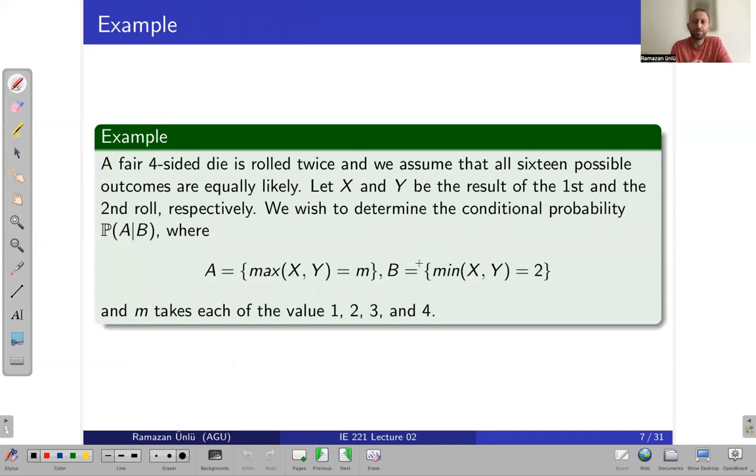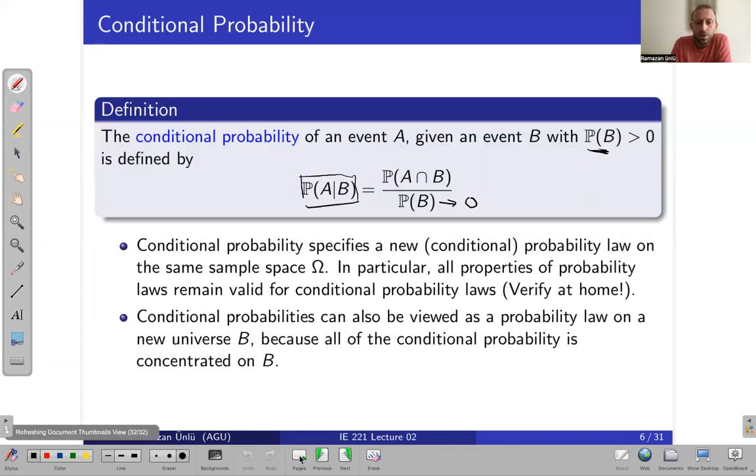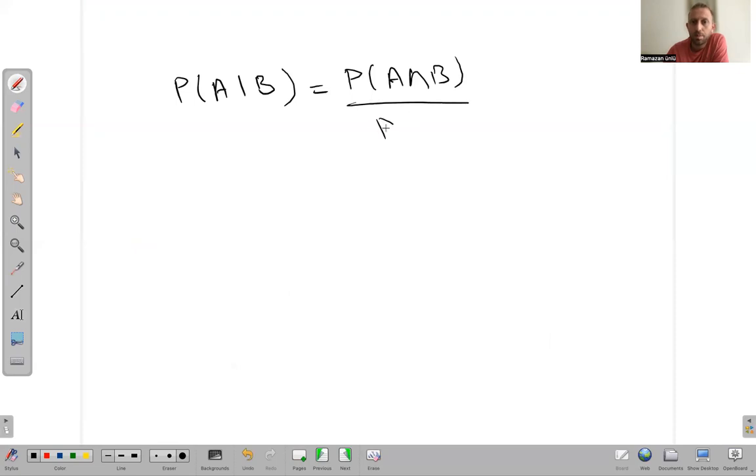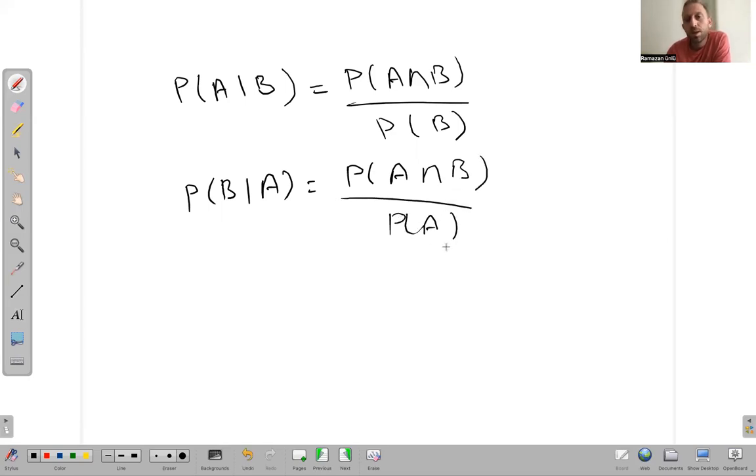Before going to examples, the conditional probability P of A given B is equal to P of A intersect B divided by P of B. Let's write the other one: probability of B given A will be P of A intersect B divided by P of A. Please don't memorize these things, but try to understand the logic behind this formulation. Let's say we have two events, A and B.